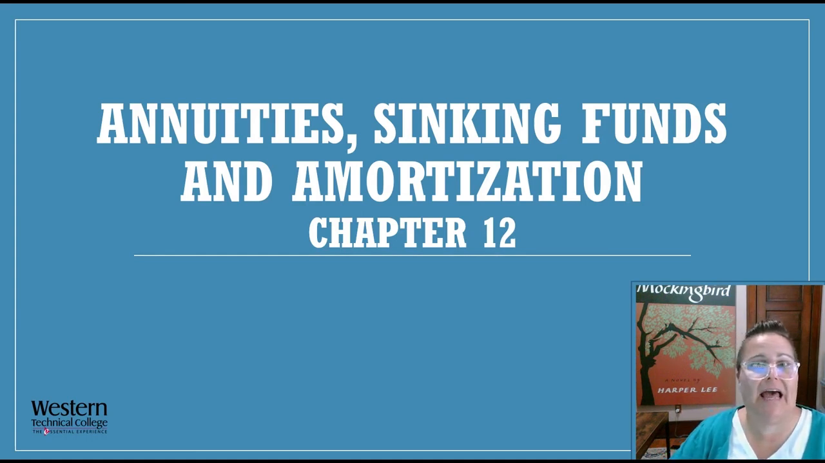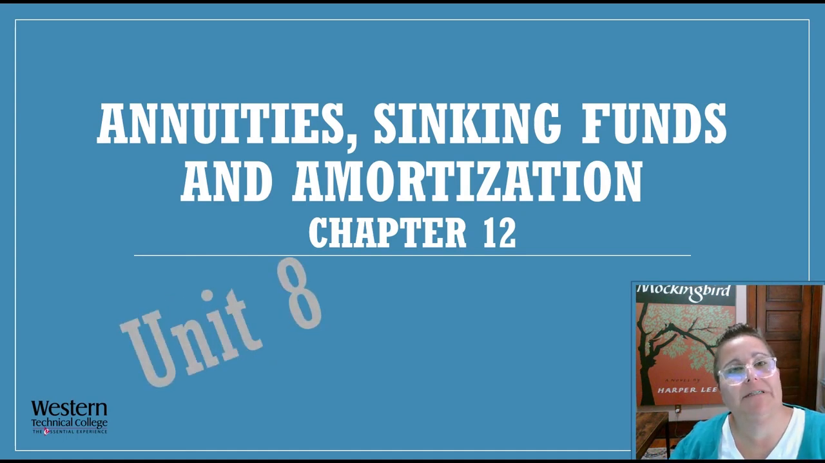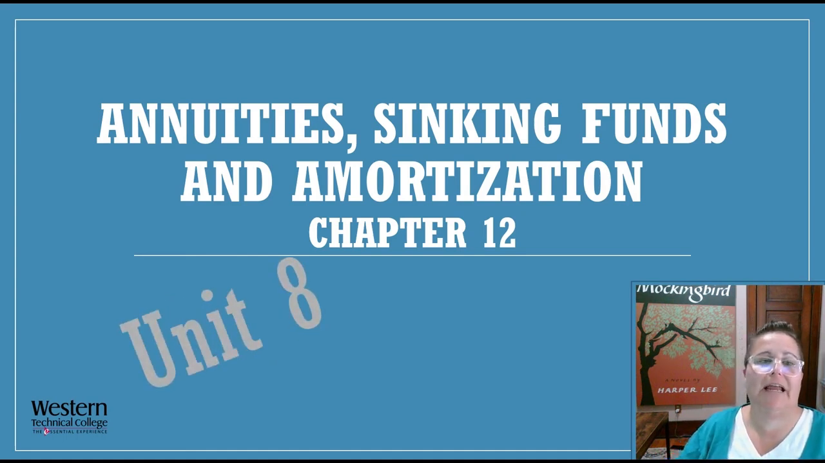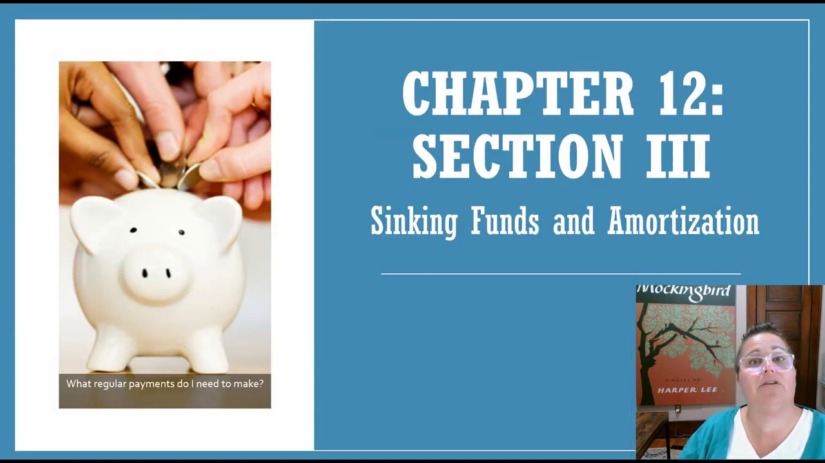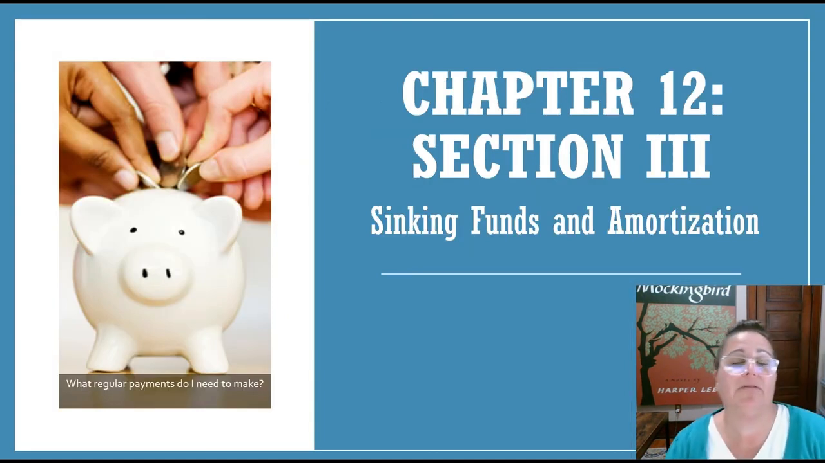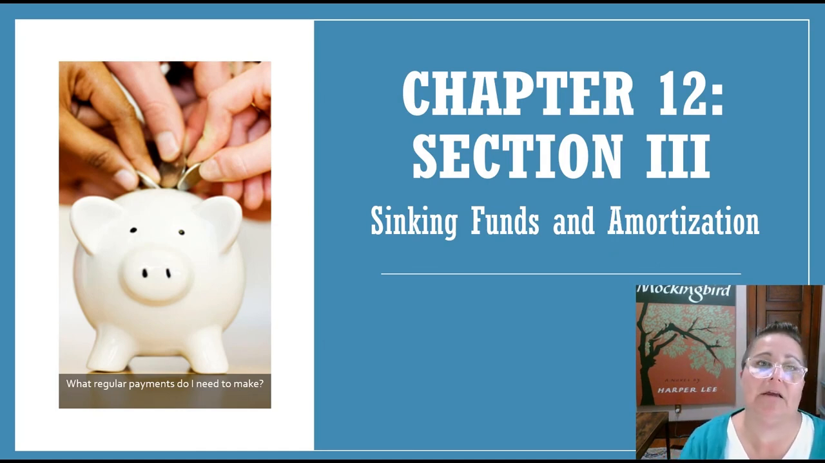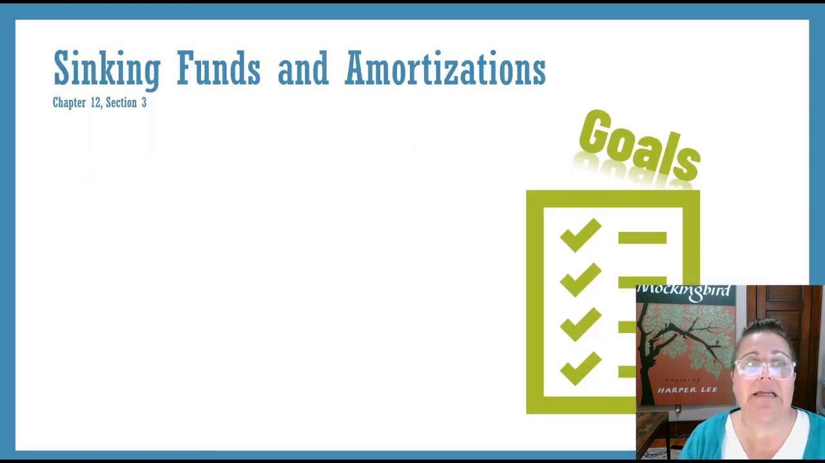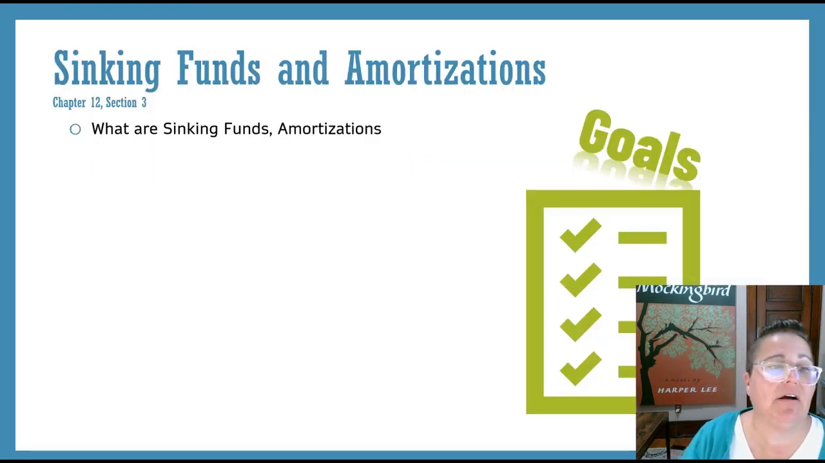This is the last presentation for Chapter 12. Chapter 12 is Unit 8, and we're dealing with annuities, sinking funds, and amortizations. Today we are doing Section 3 from Chapter 12. We are going to look at sinking funds and amortizations. Basically, what payments do I need to either pay off an existing debt or drain an account or save for something? All right, our goals for this particular section are as follows.